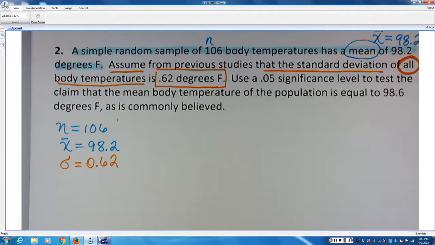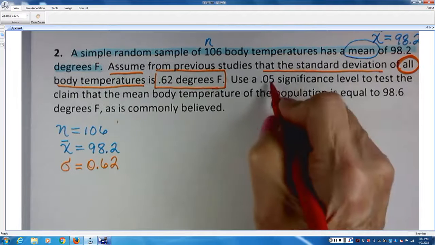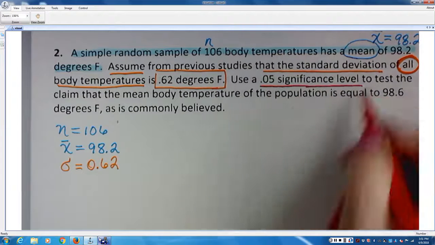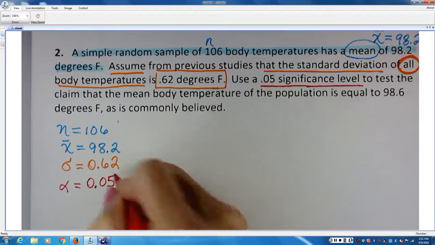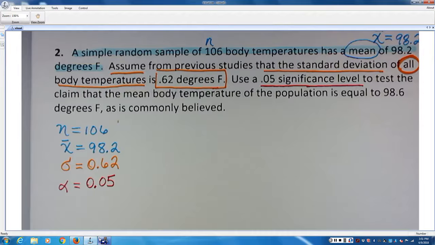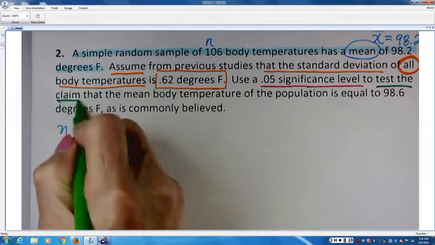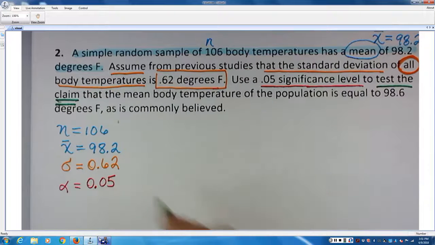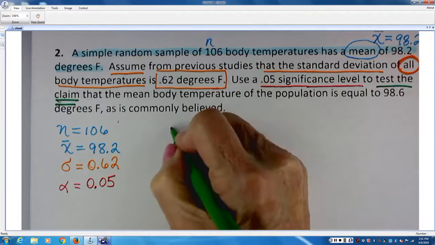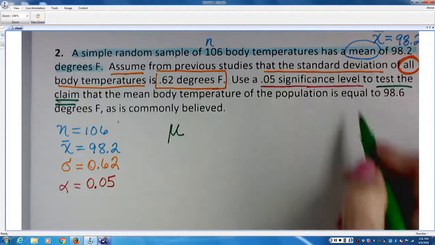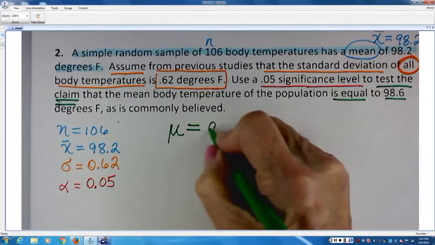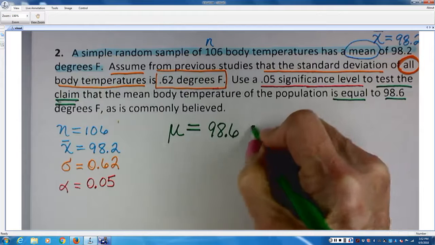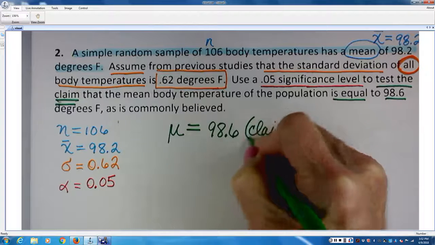So then we keep reading, and it says use a 0.05 level of significance, or a 0.05 significance level, to test the claim that the mean body temperature of the population, which would be mu, is equal to 98.6. So that's our claim.